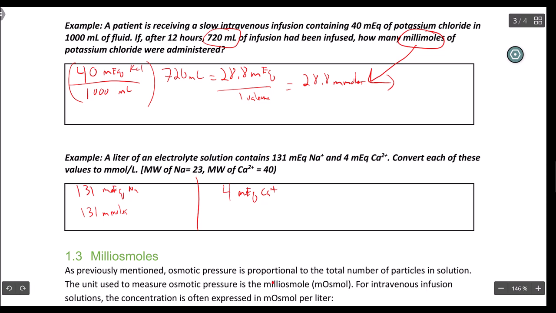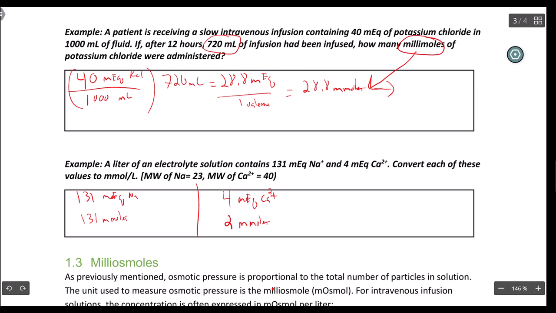Here it's calcium. This is actually plus 2. So total number is 2 as the valence. If I divide this by 2, 4 divided by 2 will be 2. This is 2 millimoles. So the answer is 131 or 2 for sodium. Or sorry, for calcium. Boy, I'm really having a hard time today.